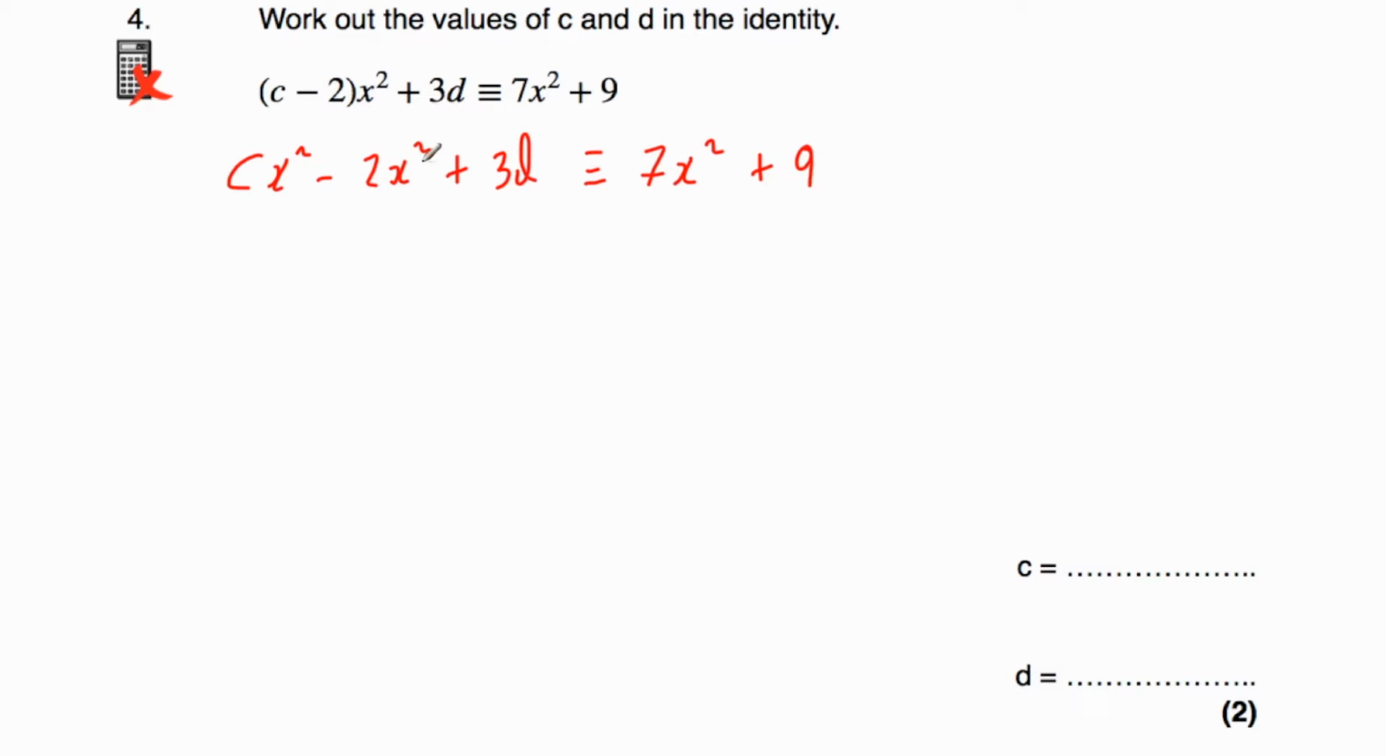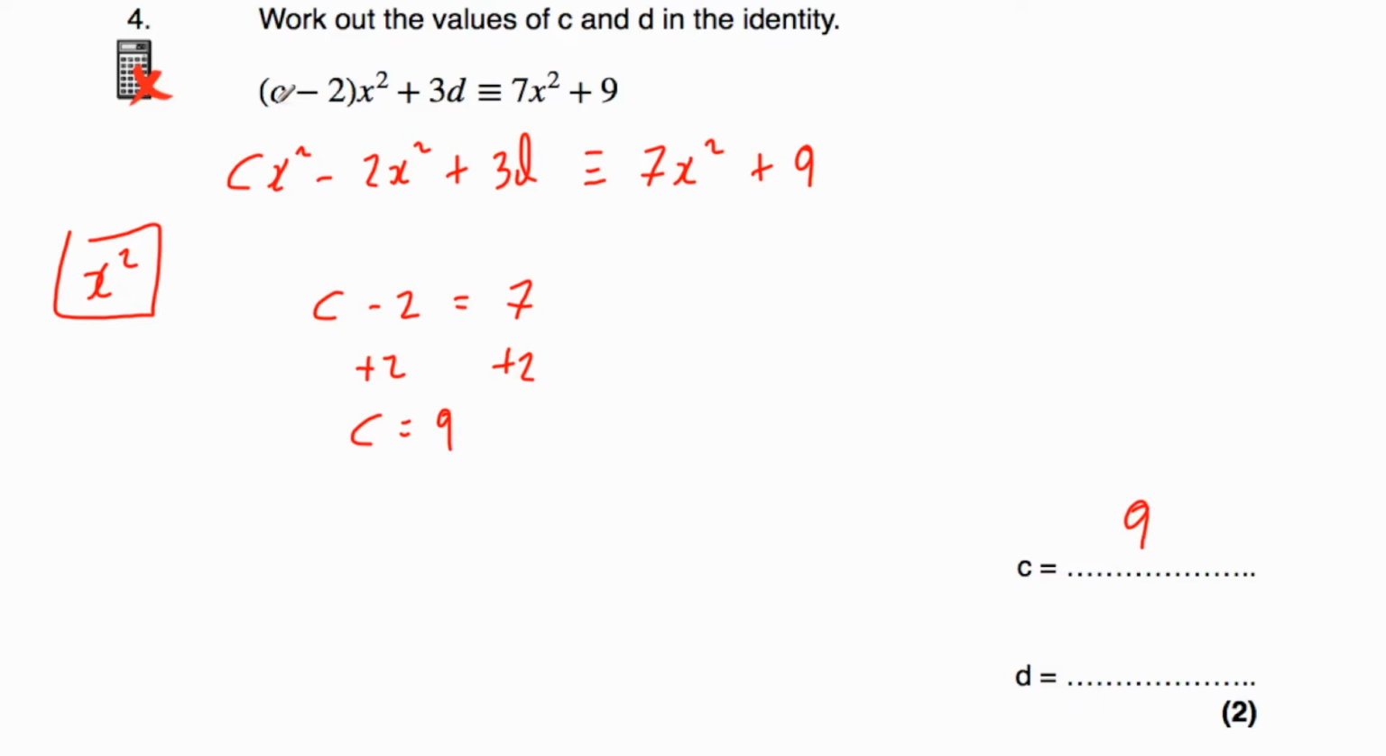So let's equate our coefficients. Let's start off with our x squareds, and let's look at our numbers in front of our x squareds. So we've got c, and then we've got minus 2, so c minus 2. Actually, we could have just done that to begin with. We didn't need to expand our brackets there. And then on our right-hand side, the coefficient of x² is 7. So we've got c - 2 is equal to 7. If we add 2 and add 2, we get that c is equal to 9. So that means that c is equal to 9.